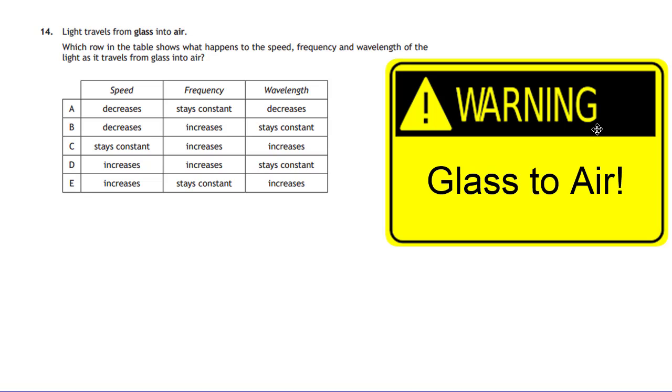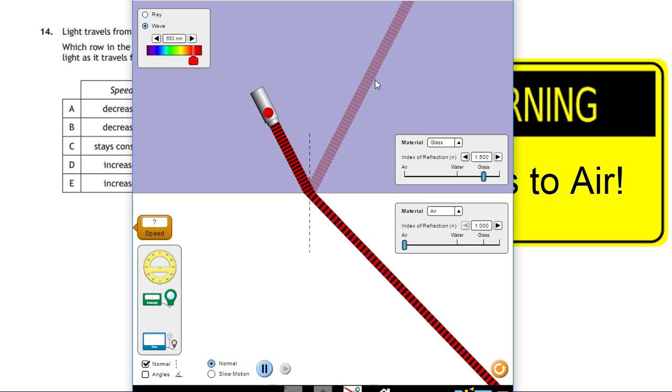Which row in the table shows what happens to the speed, frequency and wavelength of the light as it travels from glass into air? And in order to do this question, you have to study that brilliant website PhET, and the website has a fantastic simulation shown here. You can see that we have got a laser light here, and this is going to be glass, and it's shining from glass into air.